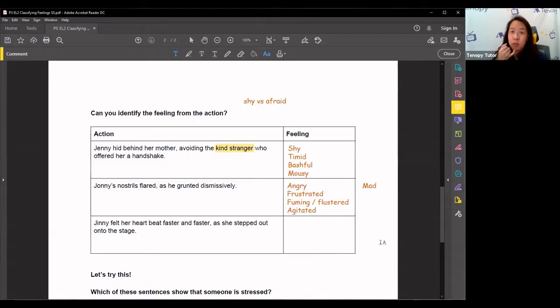Have you heard of this word before? Agitated? Agitated means like, oh, I'm so disturbed. Someone is disturbing me until I'm so irritated. So irritated and agitated have very similar meanings.